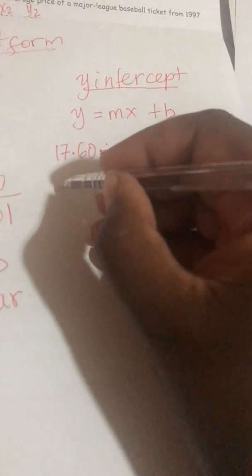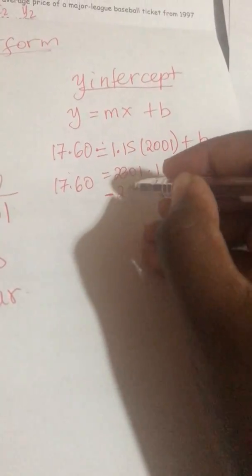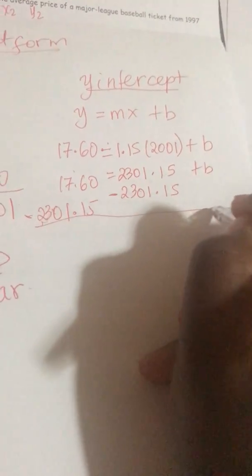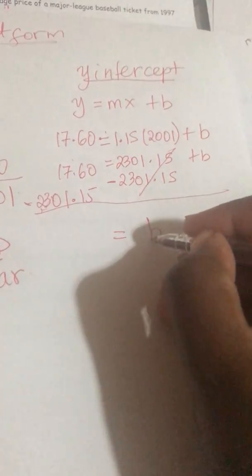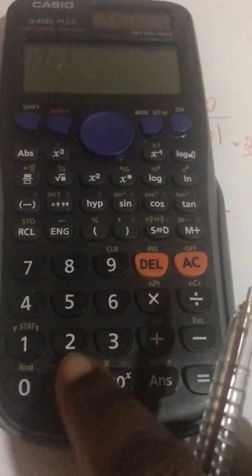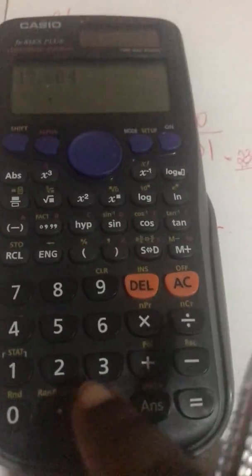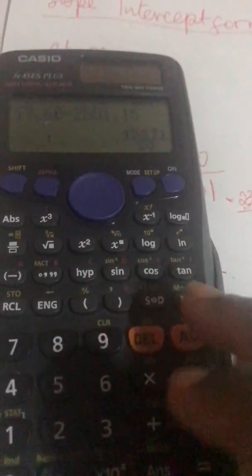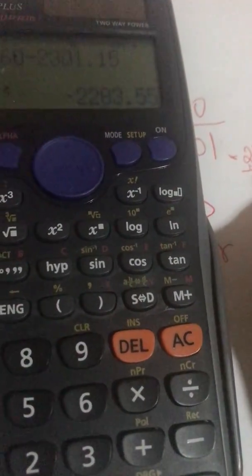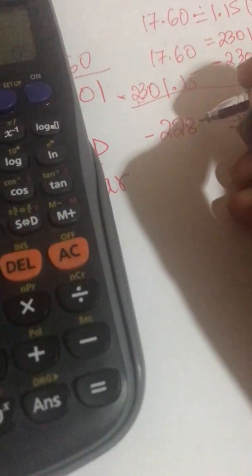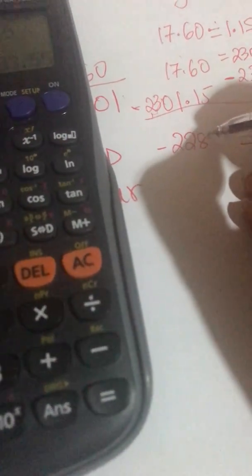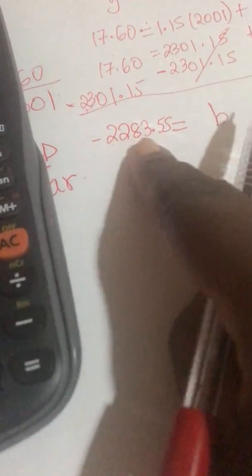and then here 1760. Then I will minus on both sides 2,301 and 15 fils on both sides. Okay, and this goes away. This becomes b. And then I will do 1760 minus 2,301 and 15 fils. And I get negative 2,283 and 55 fils. So there is my b.